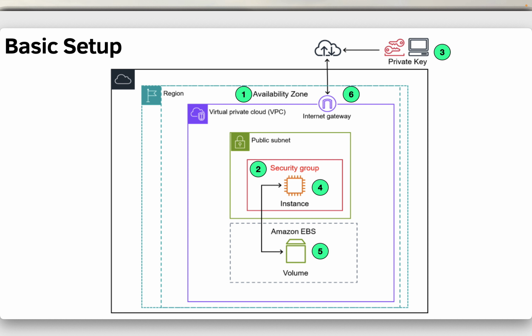The VPC communicates with the internet using an internet gateway. So once you log in, if you want to download some packages and all, there is a component called internet gateway. So if you do sudo yum install or any kind of package manager, it has to fetch some packages. It will go via internet gateway, and you can update the operating system on the EC2 instance.